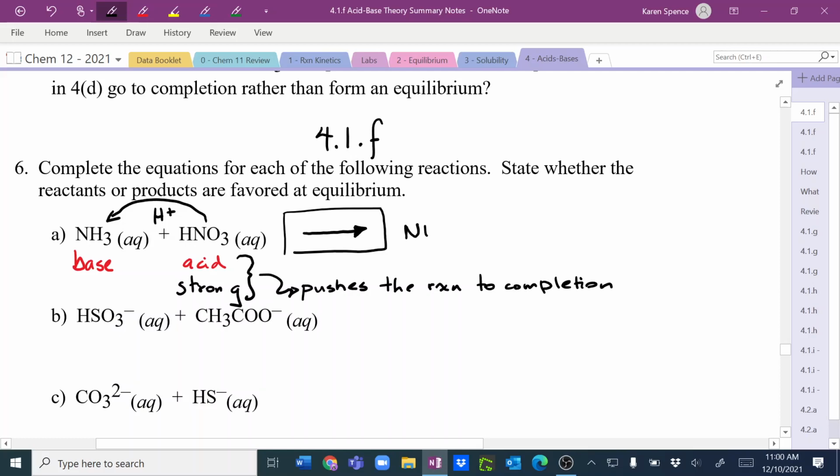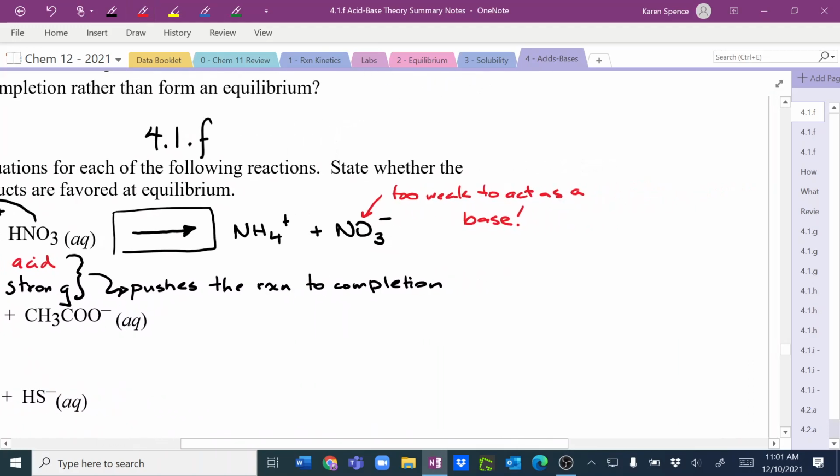And so we would end up with NH4+ and NO3-. It doesn't matter that NH3 is a weak base, because HNO3 will give all its protons to NH3 and it will not take them back. This guy here is too weak to act as a base because it is the conjugate base of a strong acid.